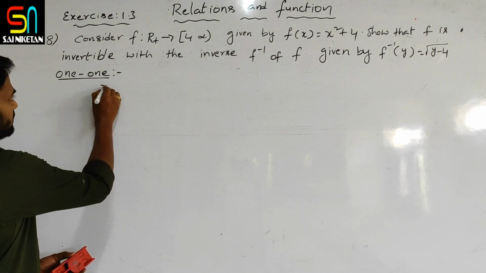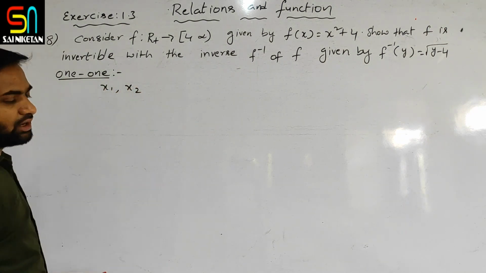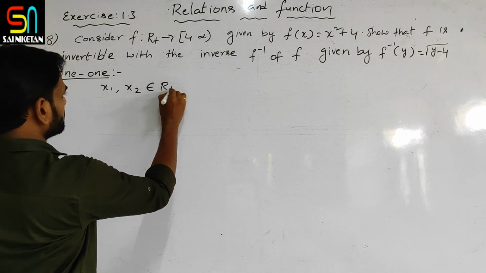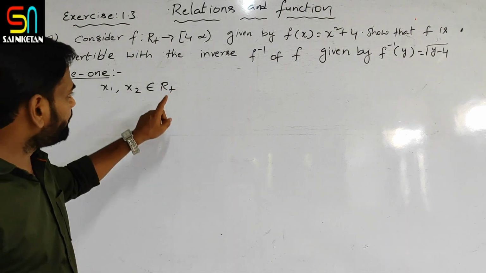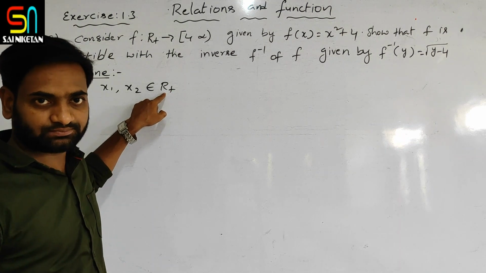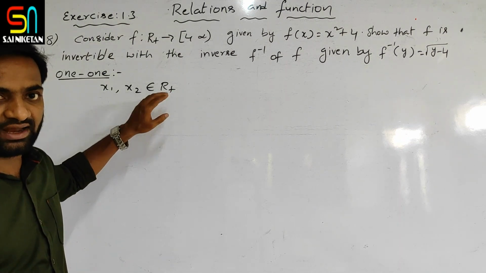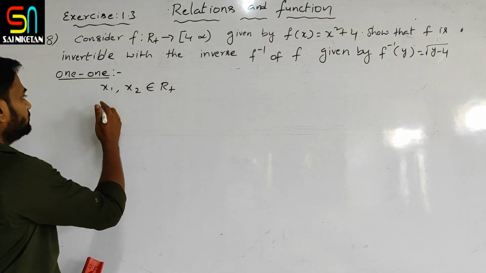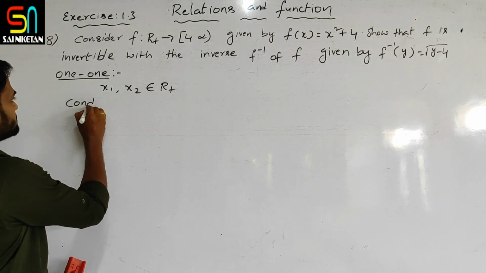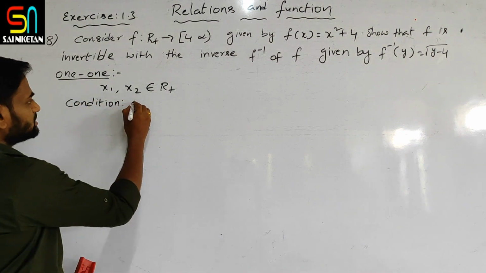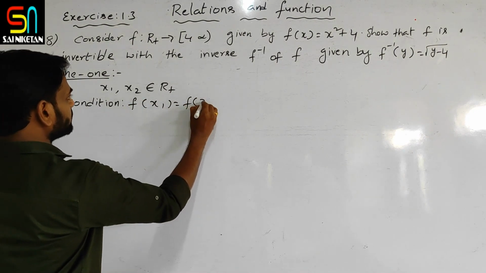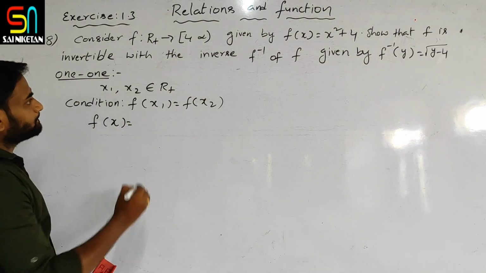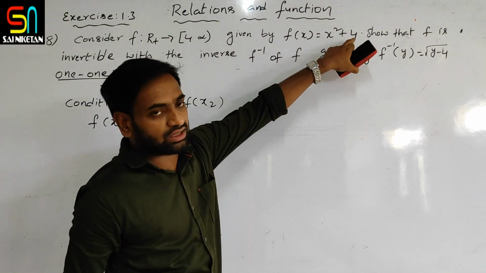Now in 1-1, I have to choose two values x1, x2 from the domain. What is the domain here? R plus. R plus means, remember here, careful, positive real numbers only. There are no negative values. It is only positive real numbers. Okay. Now, what is the condition? The condition is f of x1 is equal to f of x2. Now here, what is f of x actually? f of x is x square plus 4.